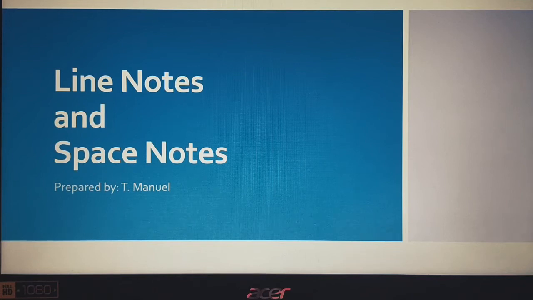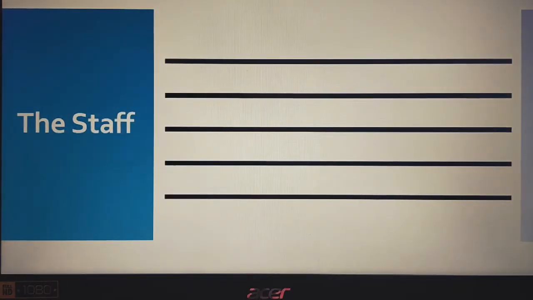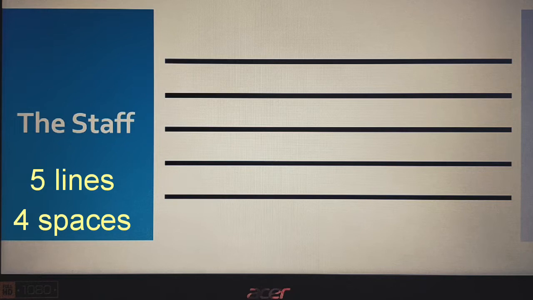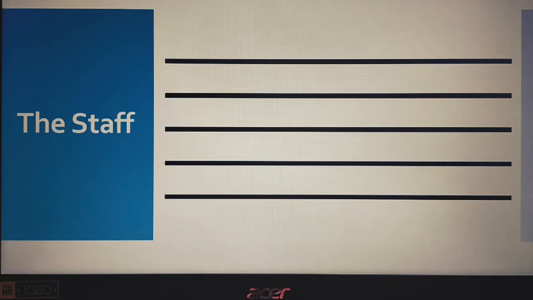Today we will be learning about line notes and space notes. Now, can you remember what this is? Okay, this is what we call the staff. The staff has 5 lines and 4 spaces.